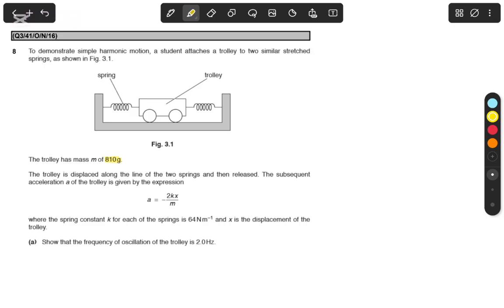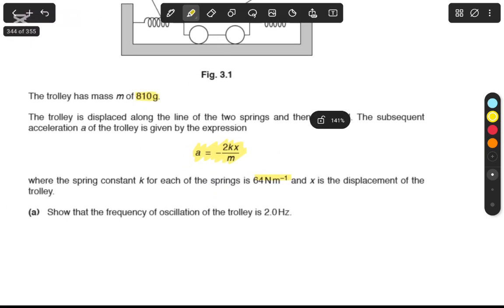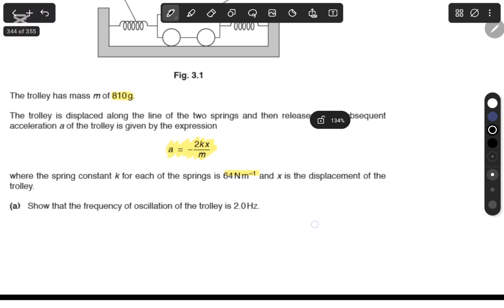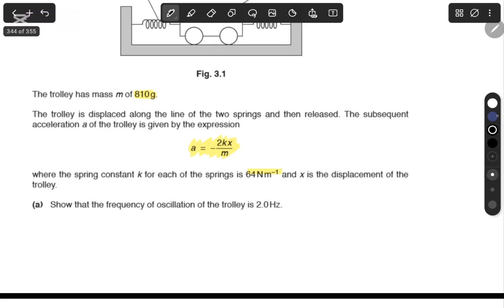We have the acceleration of the trolley given by the following equation. They have given us the spring constant of each spring as 64 newtons per meter, and they have told us the displacement x of the trolley. Now for part A, they've told us to find the frequency of the trolley. I think this is going to be for 3 marks maybe.